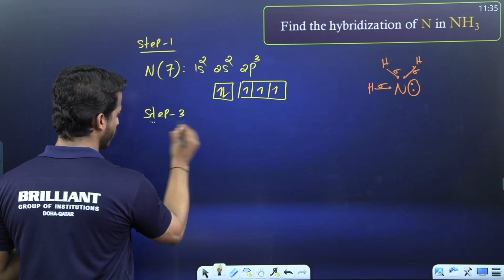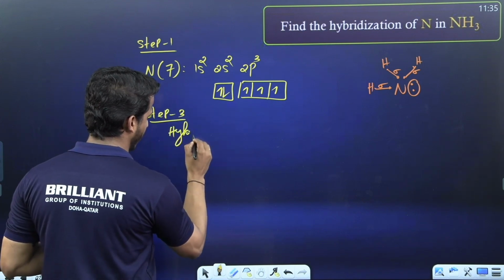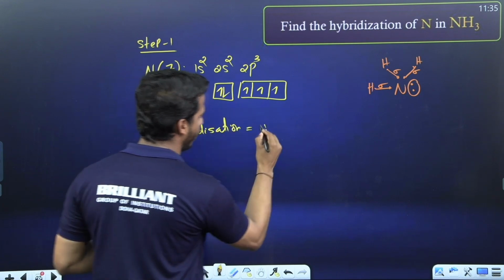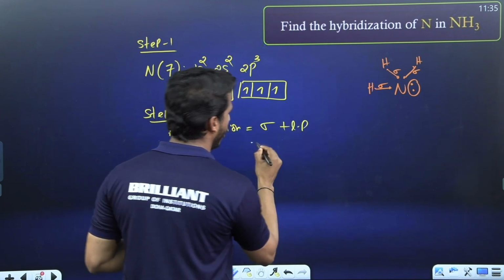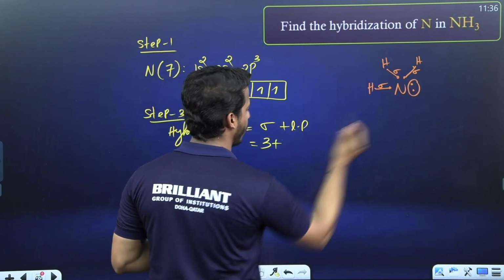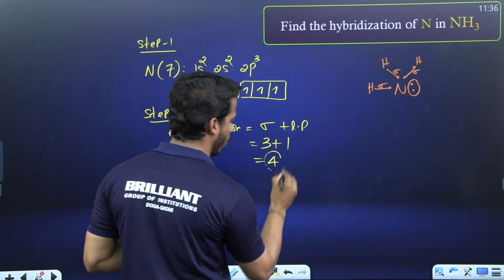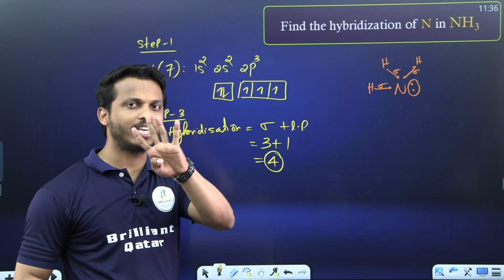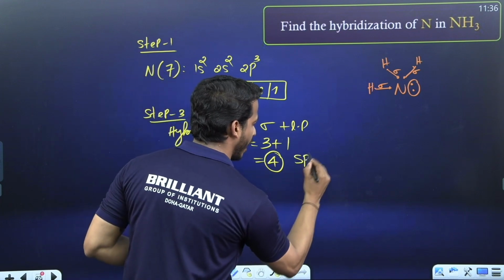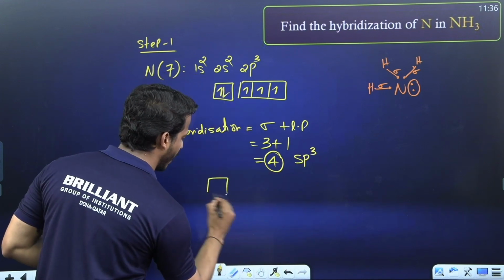What is step 3? Hybridization. You know, hybridization is given by the sum of sigma bonds and lone pairs. Total, how many sigma bonds on nitrogen? 1, 2, 3. How many lone pairs? 1. Total is what? 4. 4 means, what is the hybridization we studied? sp3. So the hybridization is sp3. So let me draw the diagram once again.